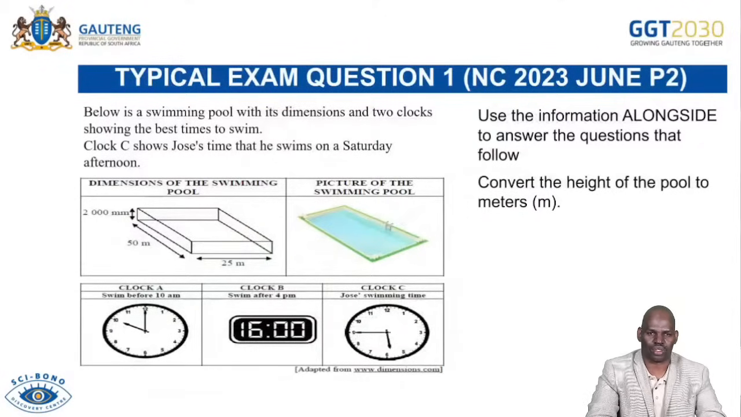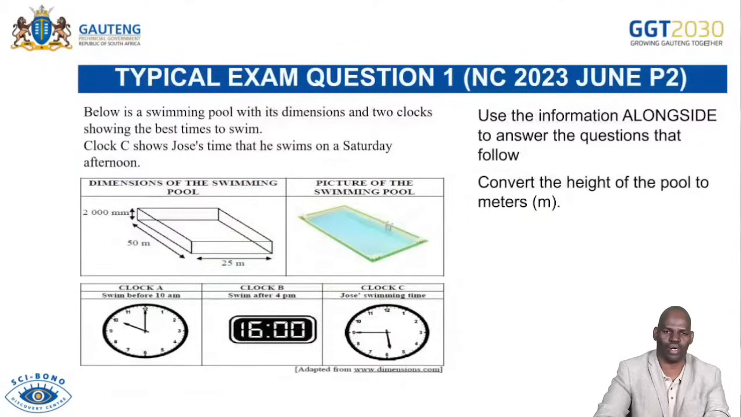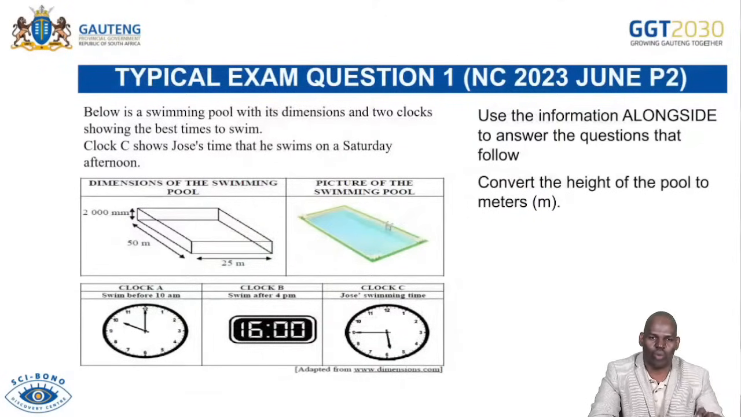Now look at this question. These questions were taken from question 1. Just see how easy these questions are. Below is a swimming pool with its dimensions and 2 clocks showing the best times to swim. Clock C shows Joe's time that he swims on a Saturday afternoon. Use the information alongside to answer the questions that follow.